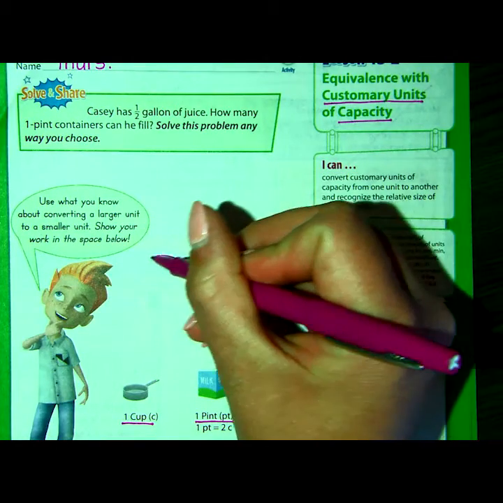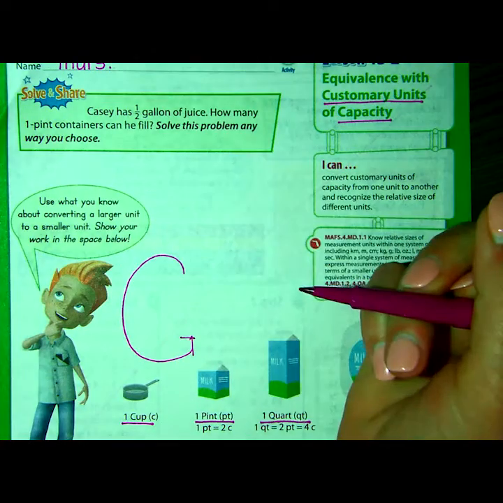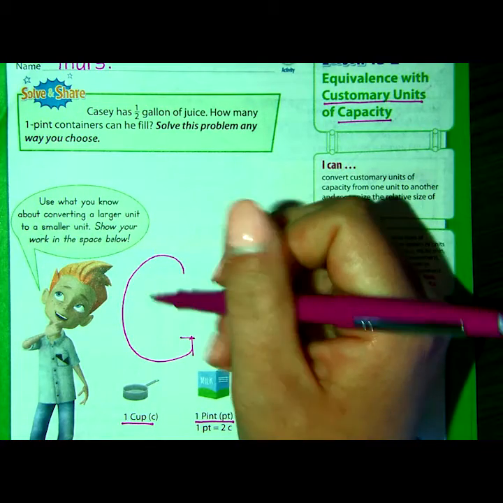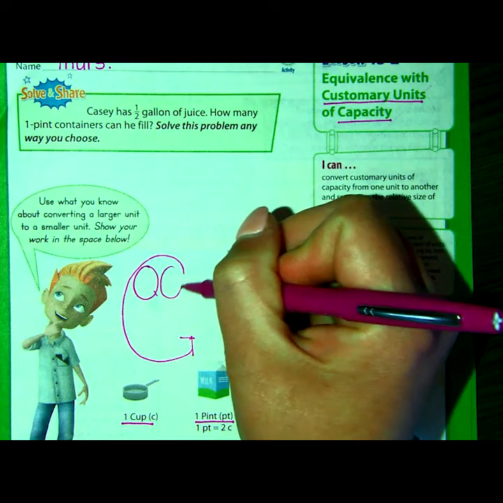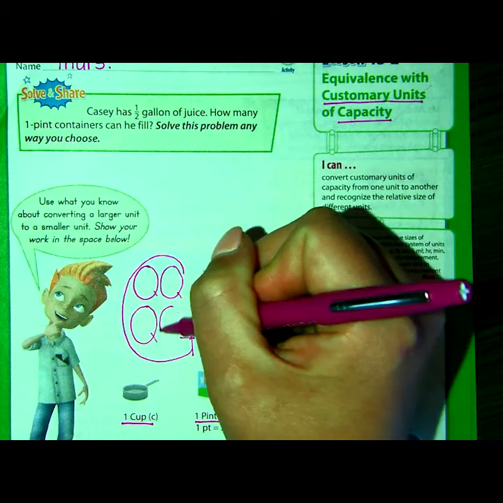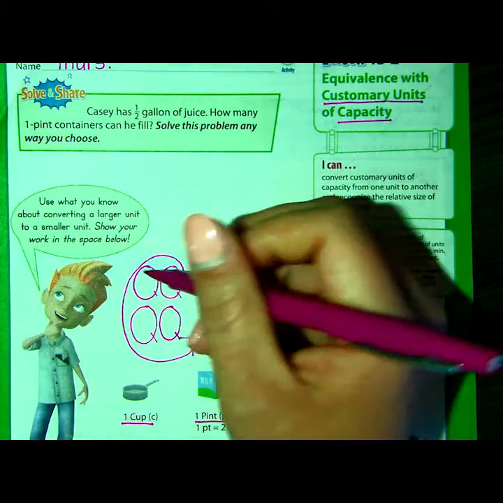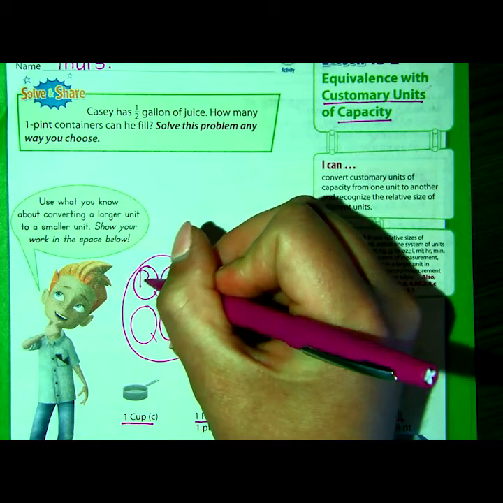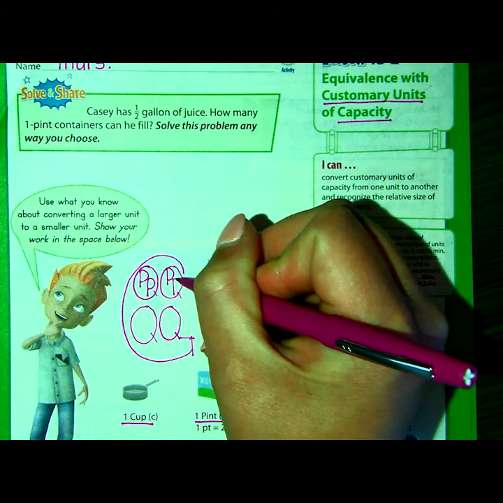I know that there's the kingdom of Gallon. So there's the large letter G. And in that kingdom, there are 4 queens. So 1, 2, 3, and 4. And those represent quarts. Each queen has a prince and a princess, or 2 pints.